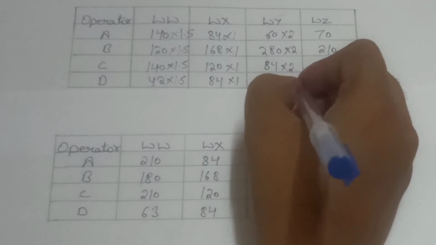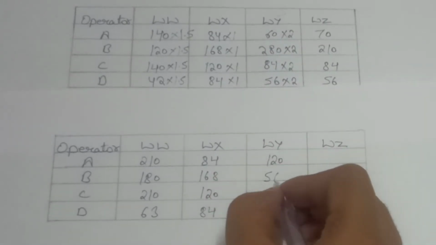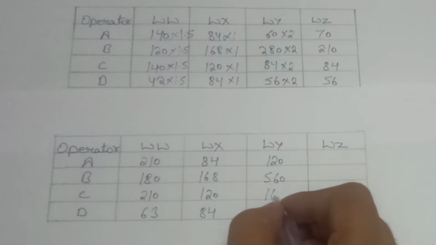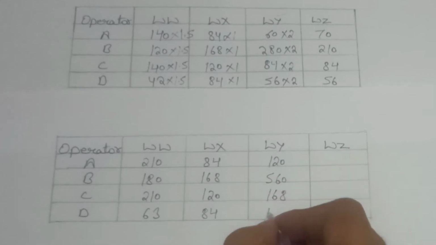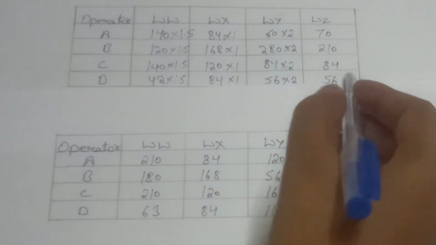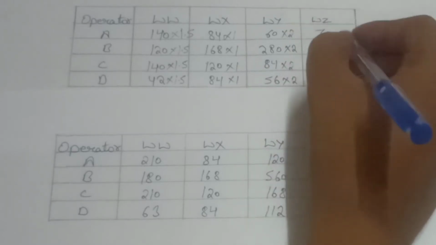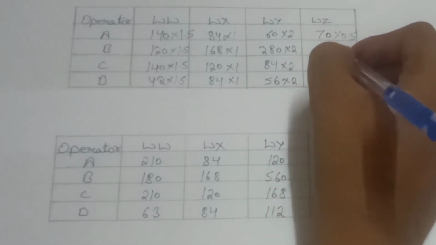So here for this third column and this product, profit is 2 rupees. So we will multiply this 2 with all these products. Now we will get here 120, here 560, here 168, here 112. For the last column and last product, profit is 50 paise. So we will multiply this 50 paise with all these products.